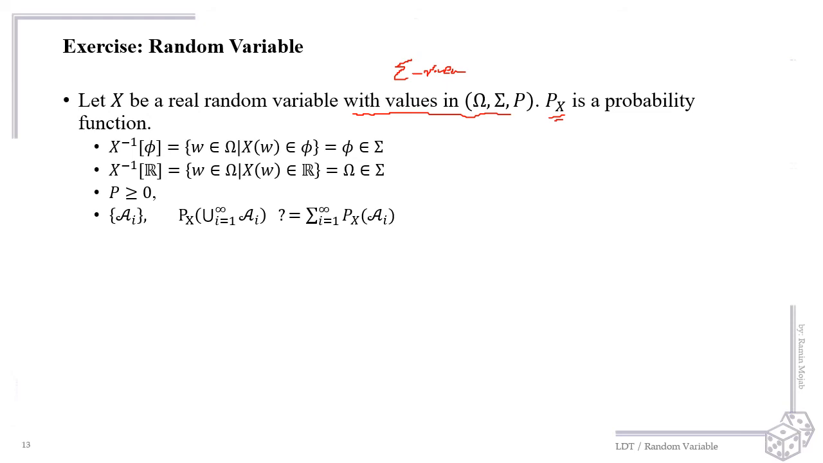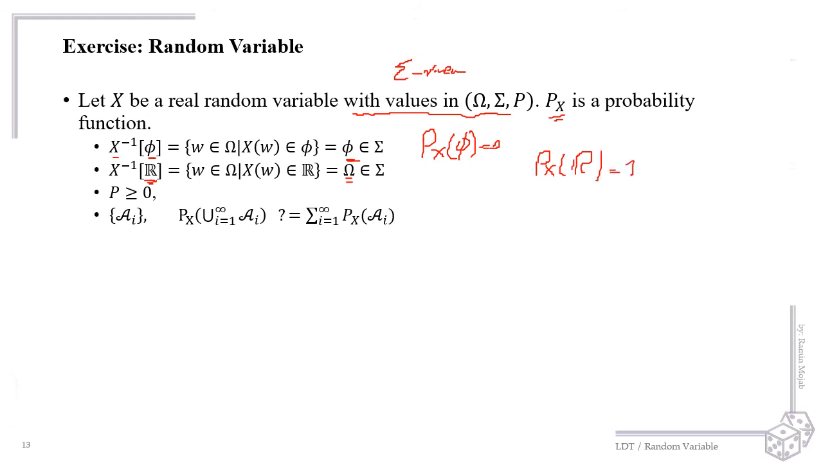The preimage of the empty set under X is the empty set. I explained some parts, and therefore you can easily show that P_X at the empty set is 0. This is the first axiom of probability. Here the preimage of R under X is omega, therefore P_X of R is 1.